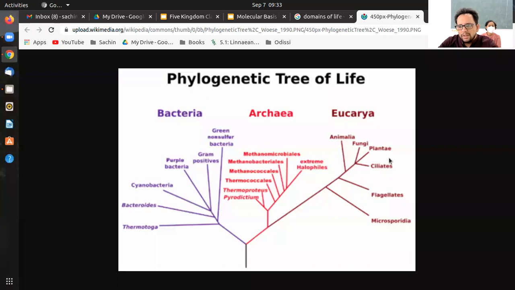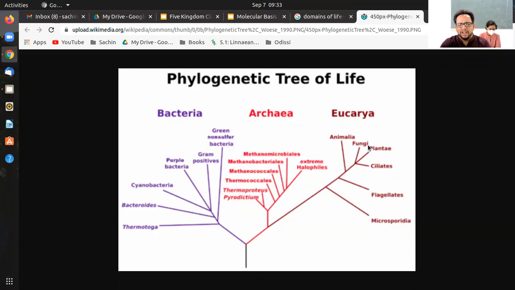I hope you are able to see it. Yeah, it's a little blurred, but it's okay. So you can see earlier bacteria, archaea, and eukarya. These were the three different categories, and these were the domains of life. What is called the three domains of life, and so on.